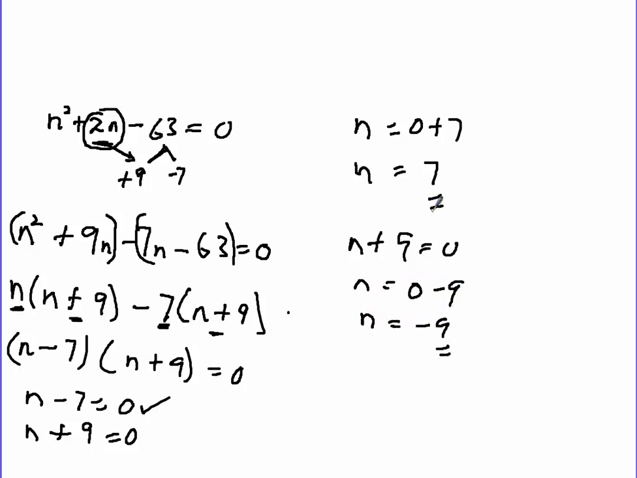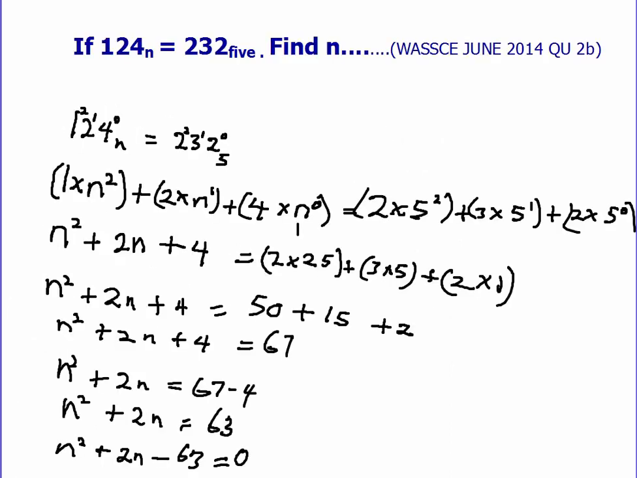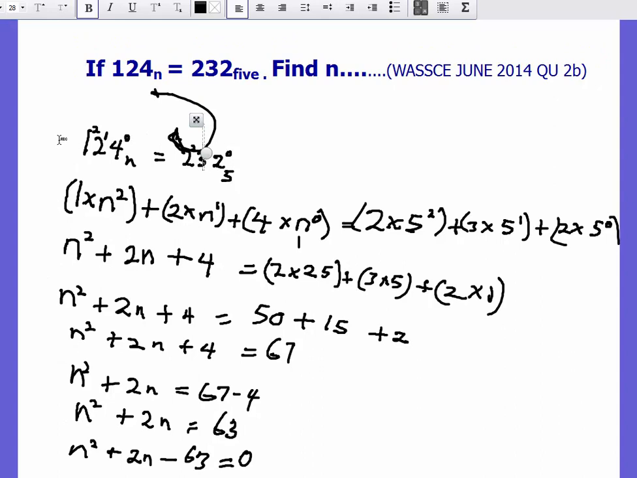Good. So you've had two values for n, that is positive 7 and negative 9. Of course, with a number base, there's no way you can have negative as the base of a number. Therefore, the positive one is the answer, the n is 7. Okay, n is 7. Right.